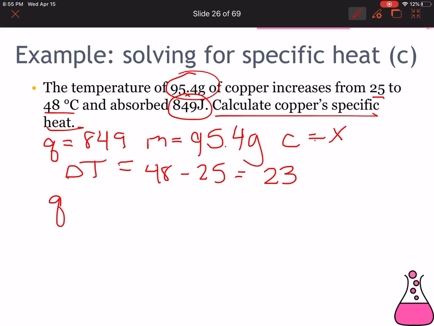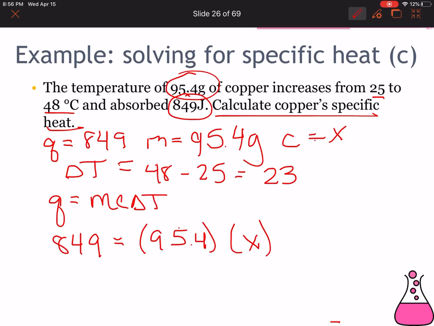Now I plug everything into that equation. My Q equals MC delta T. So my Q is 849. Okay, it's equal to my mass, which is 95.4, times my specific heat, which is X, times my change in temperature, which is 23. Okay, so I take 95.4 times 23, divide that into 849 to isolate my X. Okay, and this should come out to 0.39.